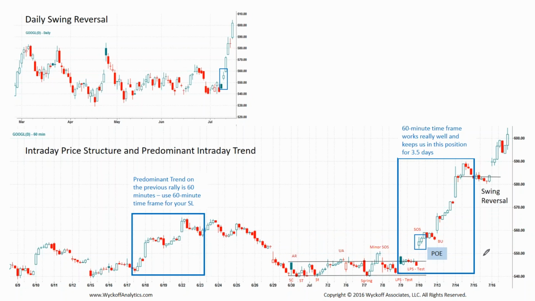Okay, so what can we do here? We definitely see that the reversal of this swing has happened and has been confirmed on this day. So our bias is going to be up from that point of view, daily swing bias. Our long-term structural bias is also up based on the fact that we are in phase C of a larger phase C. So our long-term structural bias is up as well.